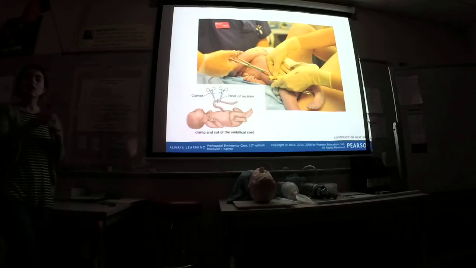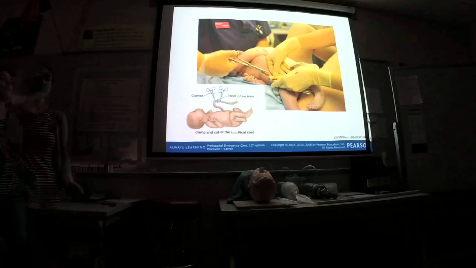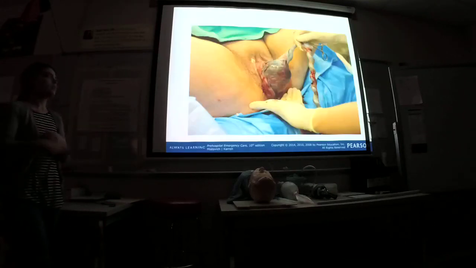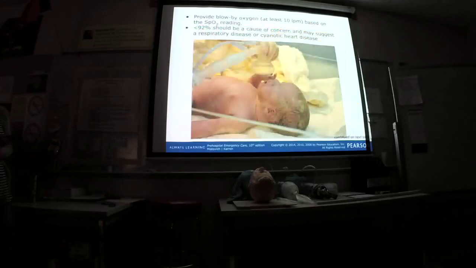Another thing, whenever you're clamping, is that, let's say you have the 2 clamps and you're ready to cut, you have to make sure that the umbilical cord stops pulsating. You're going to feel it pulsate. As soon as it stops pulsating, that means that the baby is starting to have its own circulation in its body. So, like I said before, about 5 to 30 minutes later, the placenta is going to deliver on its own. Again, it's the mother's property. Put it in a bag. Make sure the name is on it.